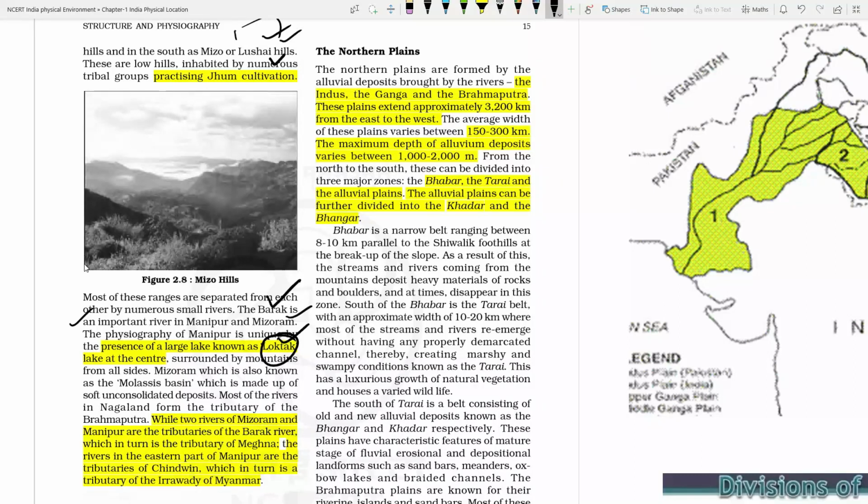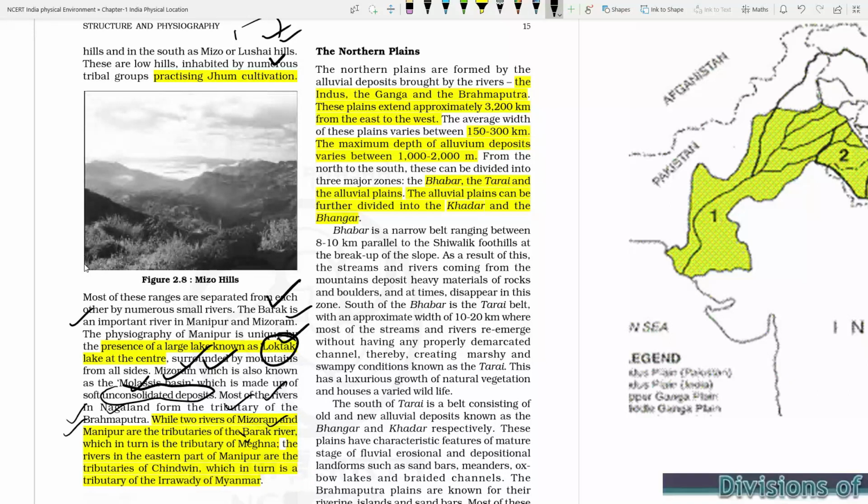Okay. So Mizoram is also known for the molasses basin, which is made up of soft unconsolidated deposits. The deposits are there due to the rivers and their tributaries, but those are unconsolidated, meaning they have not settled down yet. Some of the rivers in Nagaland are tributaries of the Brahmaputra. Two rivers of Mizoram and Manipur are tributaries of the Barak river, and they are ultimately tributaries of the Meghna. You might know the Meghna river, isn't it, in Bangladesh?